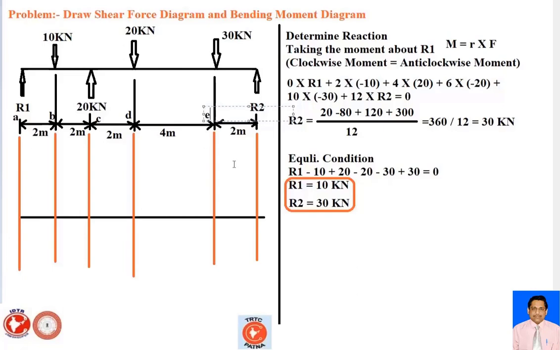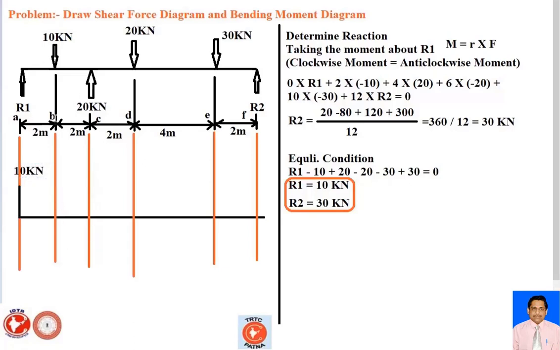So from here E and F. Okay, so A, B, C, D and F. So I will explain here. At present, at the point A, your reaction force R1 is 10 kilonewton. Suppose you have to use a suitable scale and then draw a vertical line. So this is in the positive 10 kilonewton. The value here is 10 kilonewton.